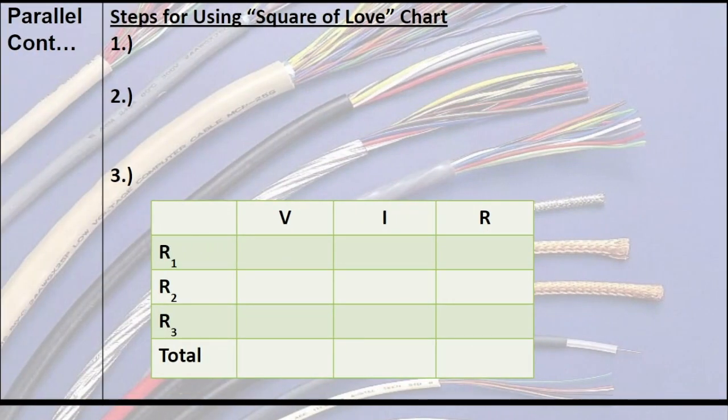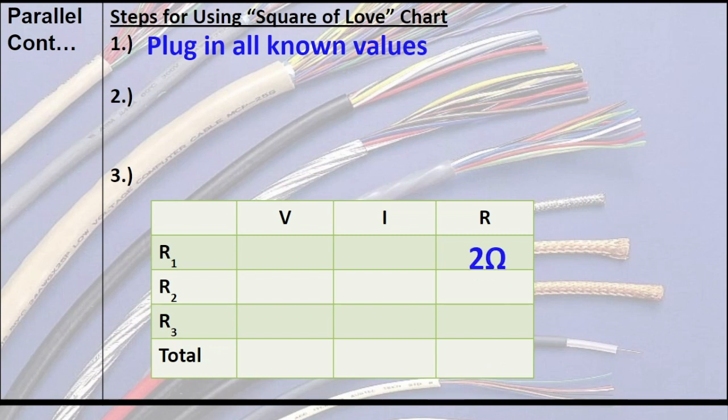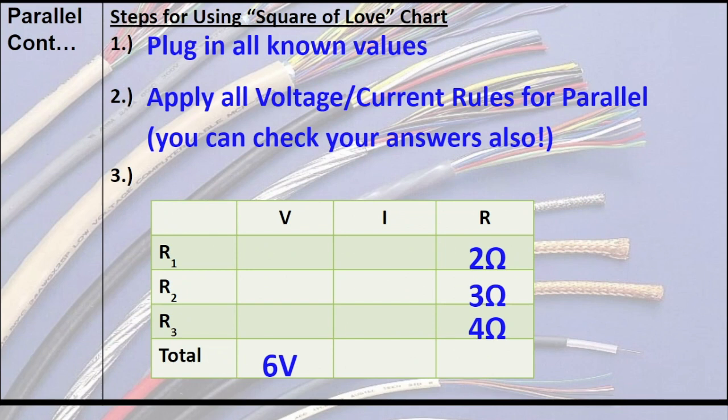Let's take a look at the math behind this now. First step, plug in all of our known variables, just like before. R1 is 2 ohms, R2 is 3 ohms, and R3 is 4 ohms. The total voltage is 6 volts. Next, we want to apply the current voltage rules for parallel that we talked about on the last slide. We know that voltage is the same for everything. So the total voltage is 6, meaning that the R1, R2, and R3 each have 6 volts as well.